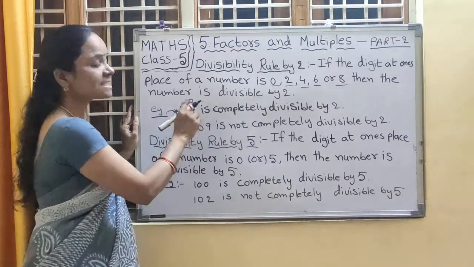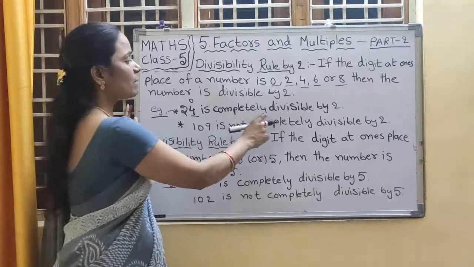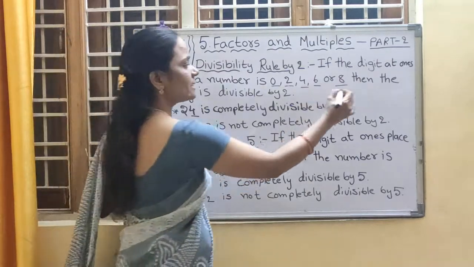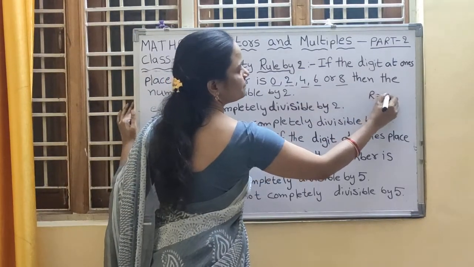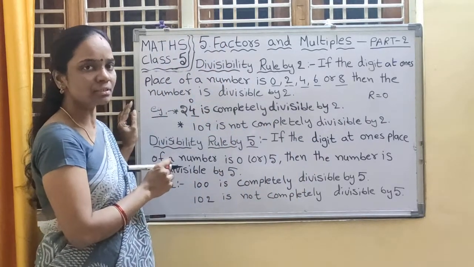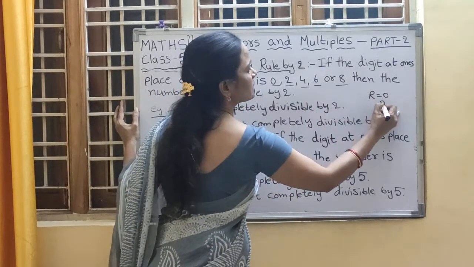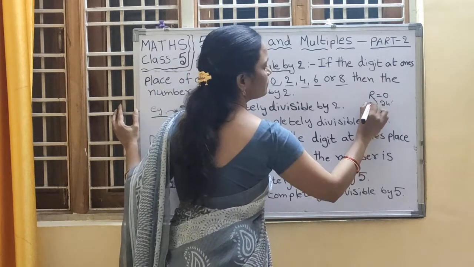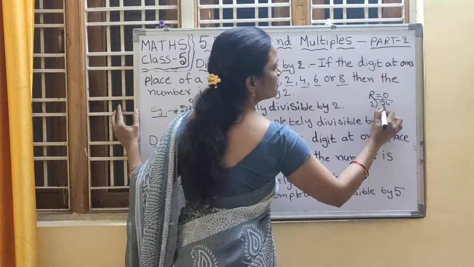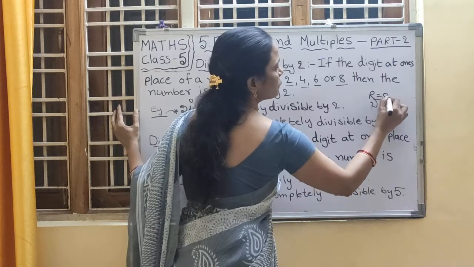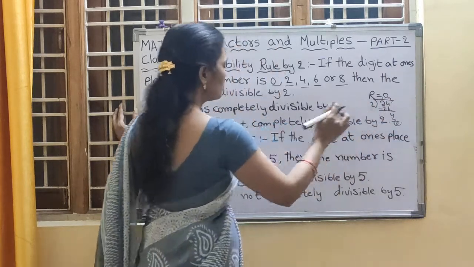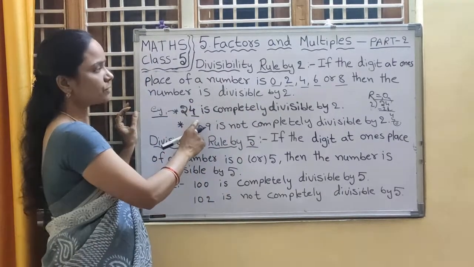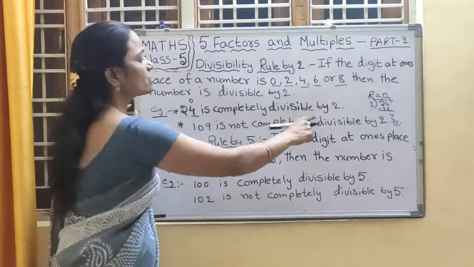So here ones place digit is 4. So 24 is completely divisible by 2. Completely divisible means what is the remainder? Remainder is 0. Okay, children, understood? If you have any doubt, just check. 2 1s are 2, bring down 4. 2 2s are 4. So, 2 divides 24 completely. So, at ones place, if 4 is there, 24 is completely divisible by 2.